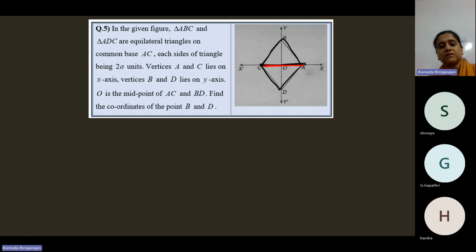Each side of the triangle being 2A units. Each side of the equilateral triangle is equal to 2A units. So this is 2A. This is 2A. This one is also 2A. So it's A here and A here, correct? Because the equilateral triangle, no? So it should be A here and A here.